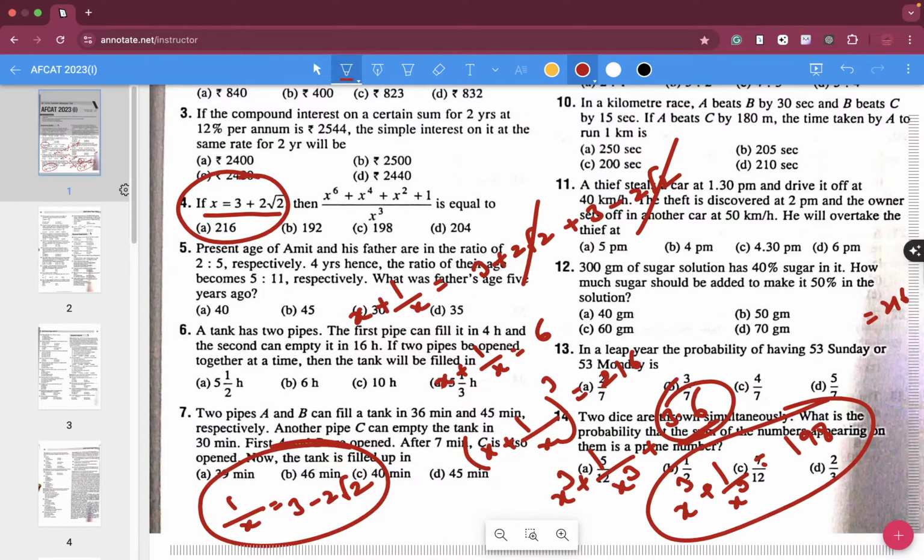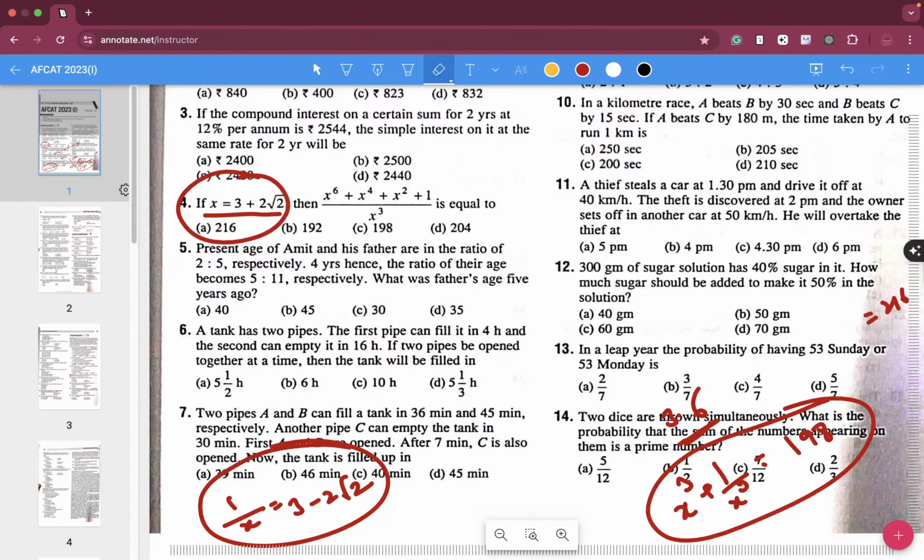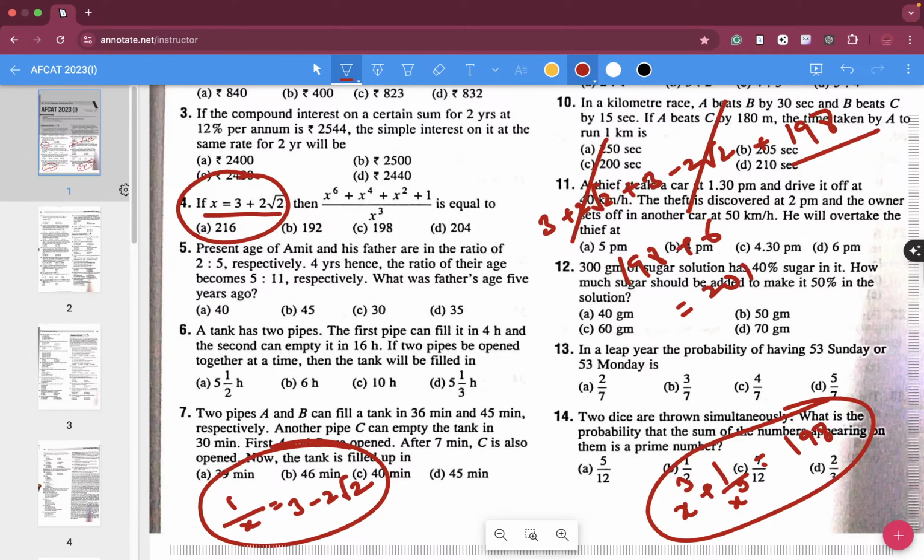So these are the values, right? So now what we have to do, we have to add each of these values. Okay, if we add these values over here, we get how much? 3 plus 2 root 2 plus 3 minus 2 root 2 plus 198. This one gone, this one gone, right? So 198 plus 6 is how much? 204, right? So for question number 4, we go ahead with the answer as 204, right?